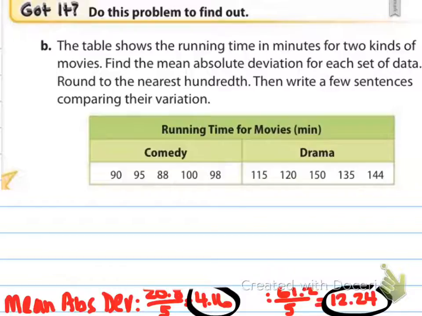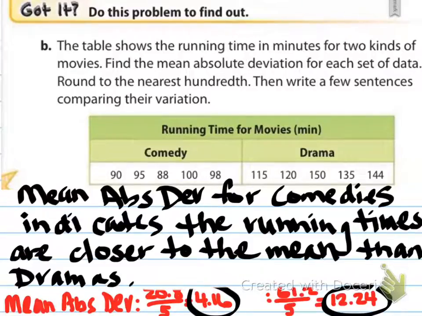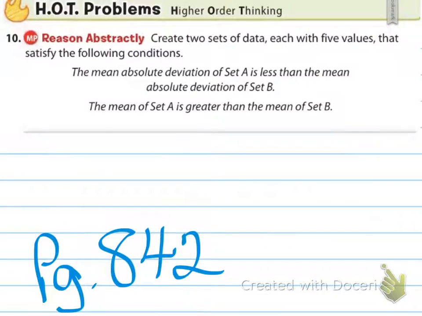If I'm comparing the two, I would say, let me actually write it. All right, let me start over. So the mean absolute deviation for comedies indicates the running times are closer to the mean than for dramas. Okay. All right, so here's another example.